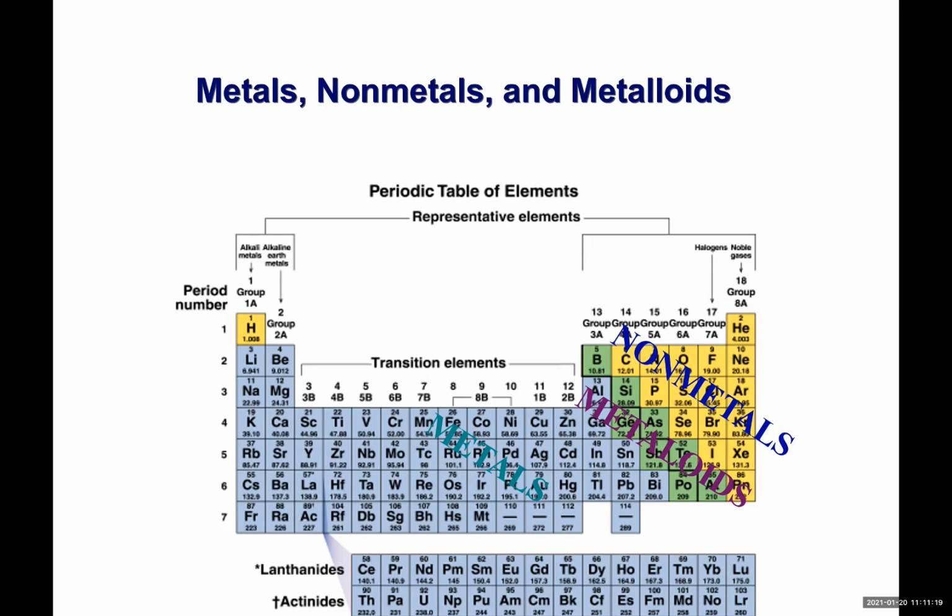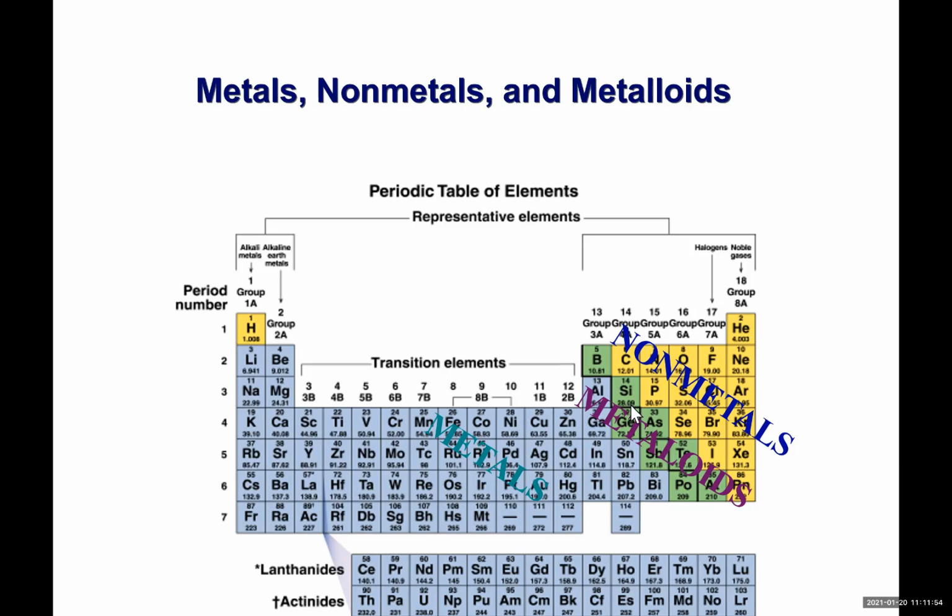So as you see, these blue elements, they're all metal. The yellow one, you're on non-metal. Sulfur is a non-metal. Selenium is a non-metal. Bromine is a non-metal. Iodine is a non-metal. And blue ones are metal.